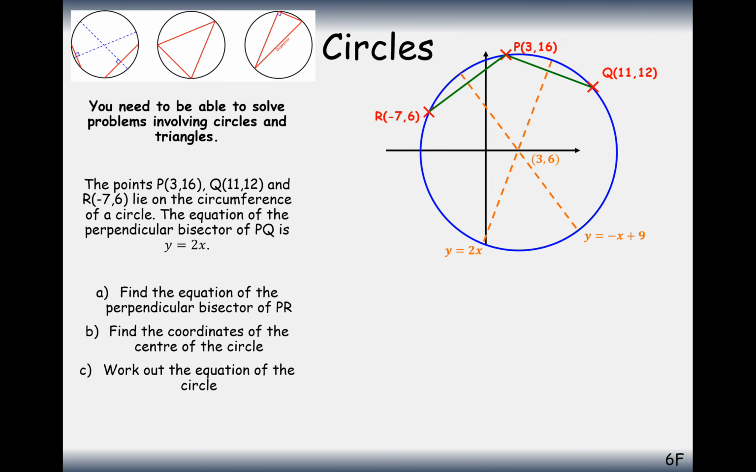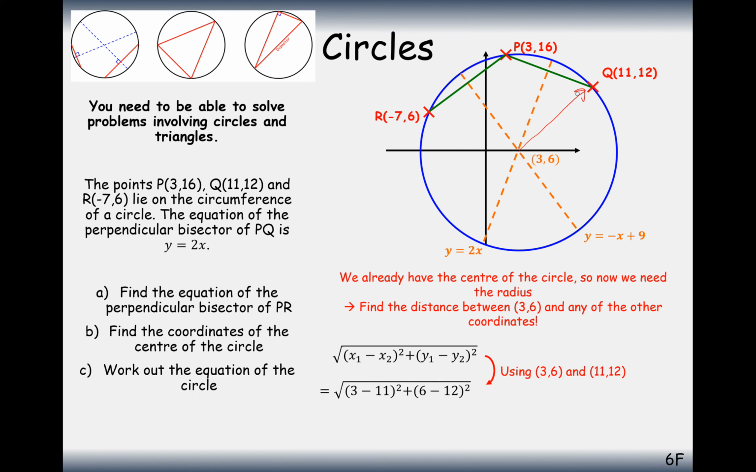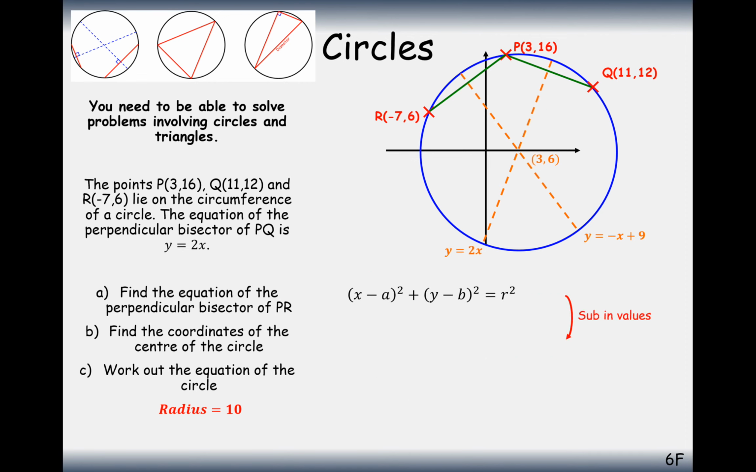Now we're going to go for the equation of the circle, and we just need one of these radiuses from the center of the circle outwards to the circumference. So we're working with the coordinate 3, 6, and we'll substitute in the coordinate 11, 12. So we'll work out this distance from here to here. So do a little bit of Pythagoras distance calculation on that, and you should get a distance of 10. So given that we now know the centre of the circle and the radius, we can plug this into the general equation of a circle, and we get x minus 3 squared plus y minus 6 squared equals 100.